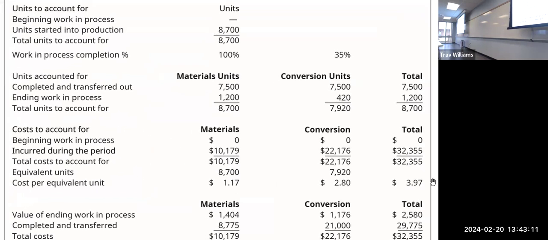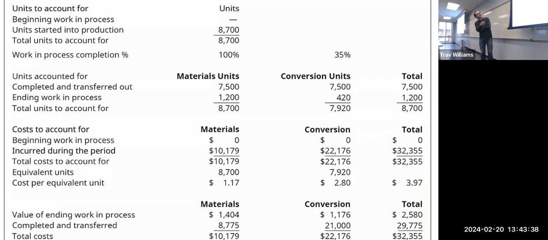But if you take it one little part at a time, you'll see that it all kind of makes sense. And really, it is the same thing we just walked through. So here we can see that at the beginning of the period, there was nothing in work in process. And they started making 8,700 units of drumsticks. So they had a total of 8,700 units of drumsticks to account for.